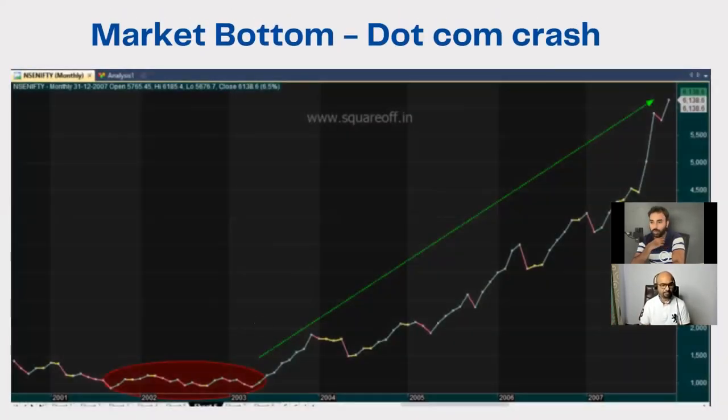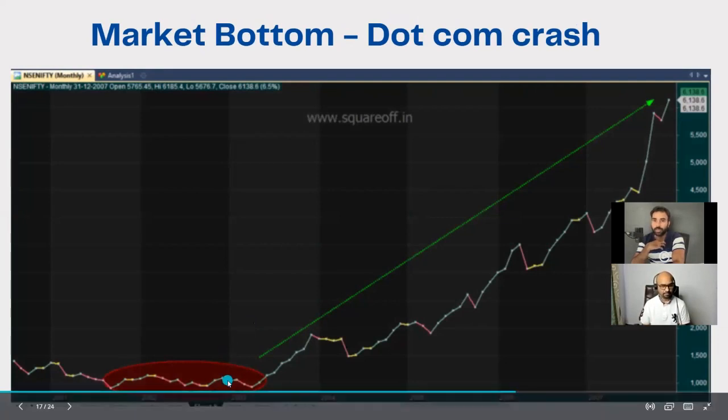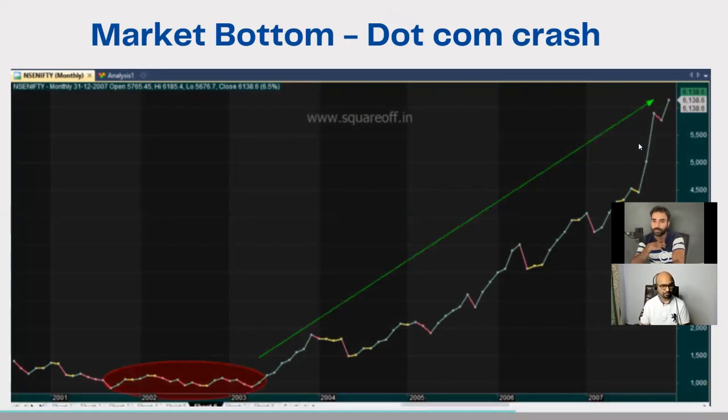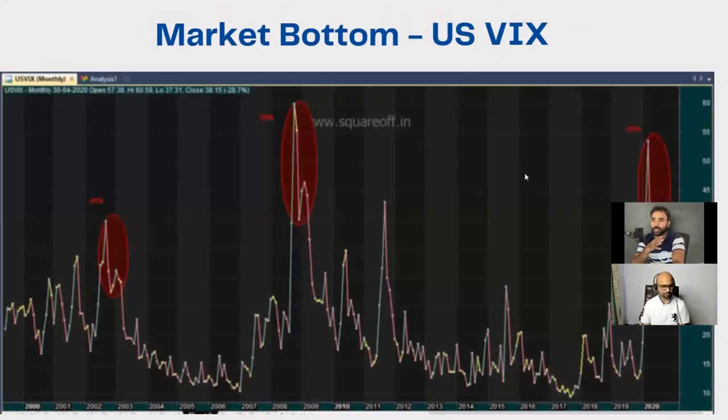Most of the world markets bottomed out. Even Indian markets bottomed out there. From 1,000, it went to 6,000 levels in the next 3 or 4 years after that period. And again, when the VIX crashed in 2008, around the October to December period, it crashed more than 50%.